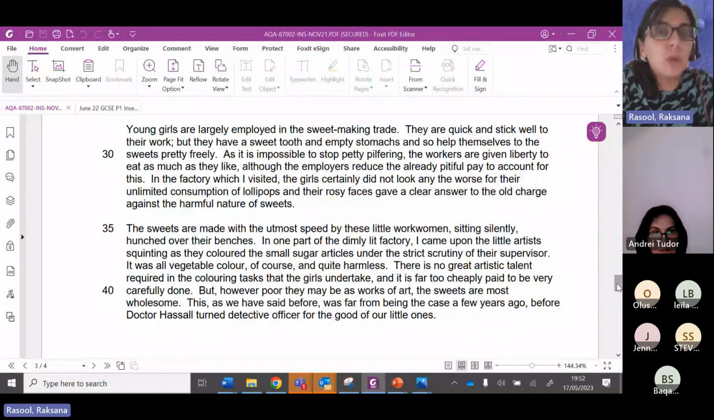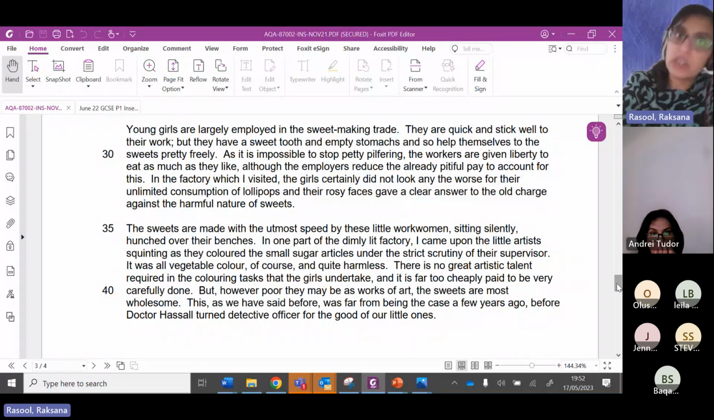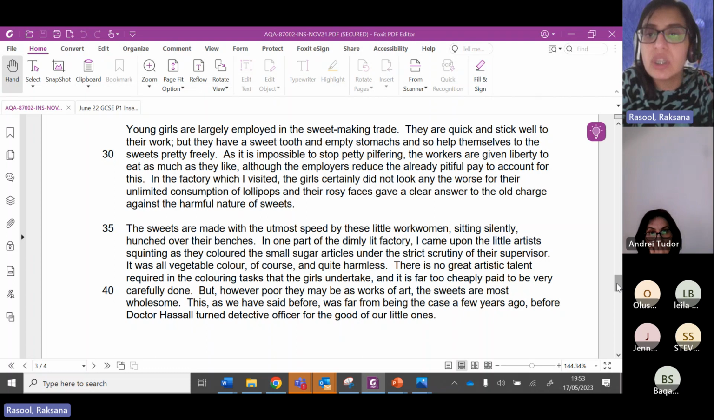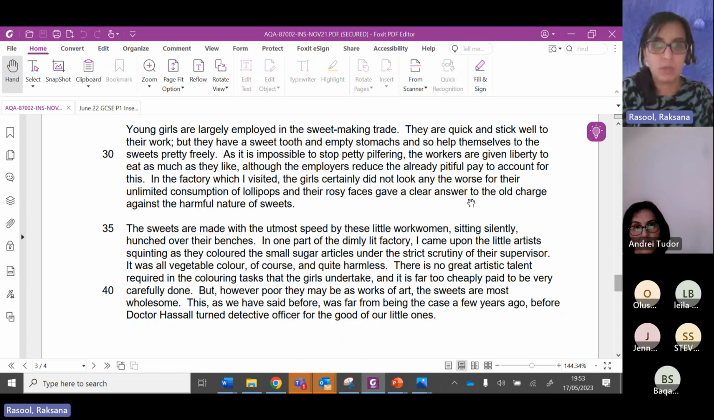Young girls are largely employed in the sweet making trade. So not boys, young girls are largely employed. They are quick and stick well to their work, but they have a sweet tooth and empty stomach, and so help themselves to the sweets pretty freely. As it is impossible to stop petty pilfering, the workers are given liberty to eat as much as they like, although the employers reduce the already pitiful pay to account for this. So because they can't stop them from stealing, they allow them to eat as much as they want, but they cut their wages because of that, and their wage is already pitiful.